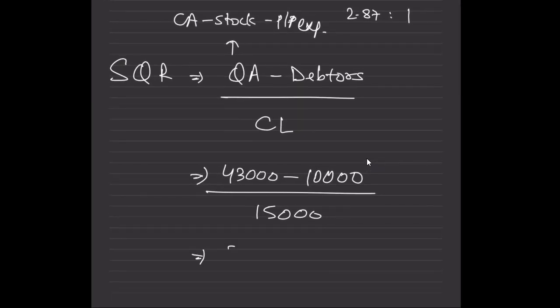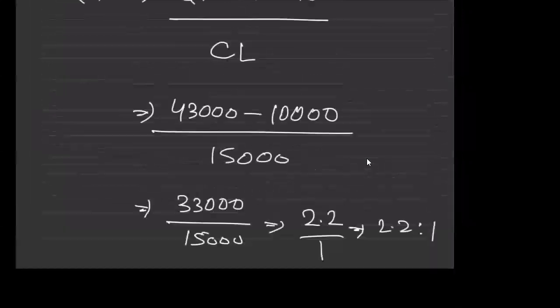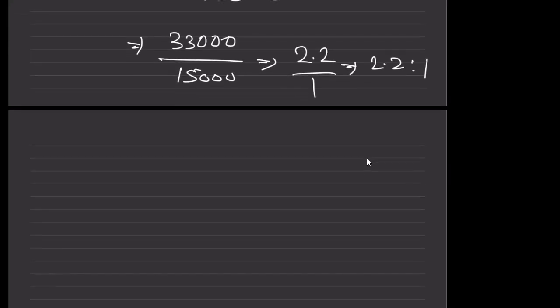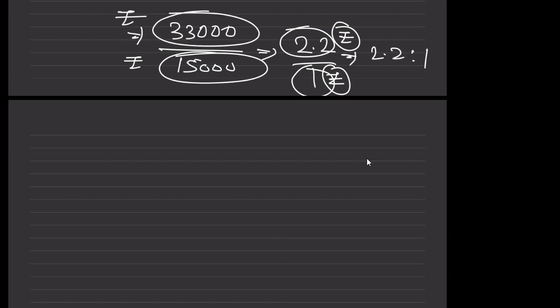So this would be 33,000 divided by 15,000. So my super quick ratio is 33 divided by 15, which is 2.2 divided by 1, or I can say 2.2 is to 1. So for every 1 rupee of the current liability, I have super quick assets of 2.2 rupees. Okay. In a similar way, for 15,000 of liability, I have 33,000 of super quick assets available, which can be used to pay off this liability.